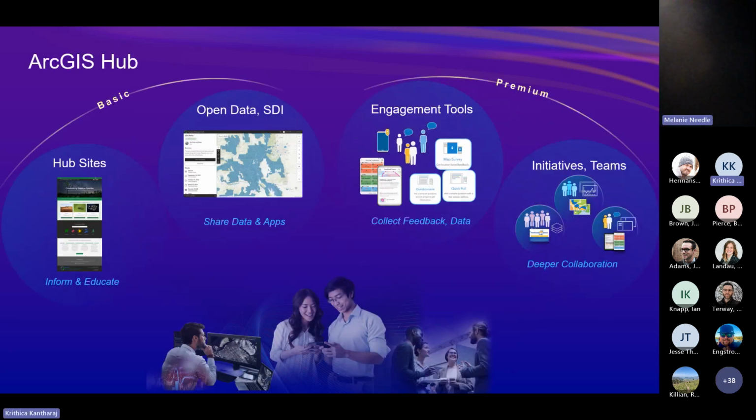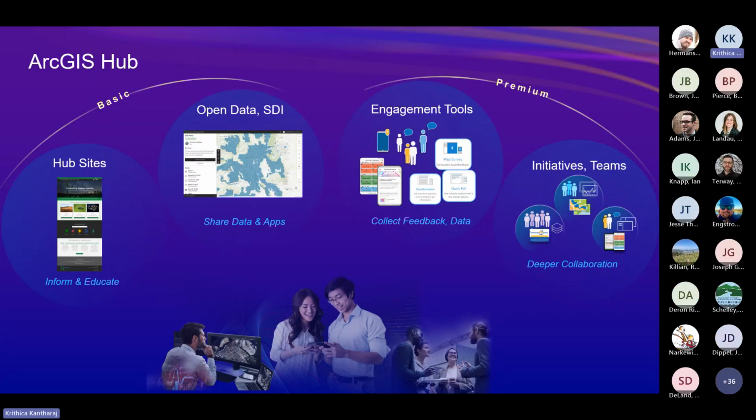So we break up Hub into 4 distinct areas. We have the sites capability, which is what you can use to spin up beautiful looking websites to inform and to educate. You can share open data, maps, and applications through the open data part of the product. And these 2 components are the Hub Basic, which comes with your subscription for ArcGIS Online. And the open data part is what Vermont has been actively using for a number of years.